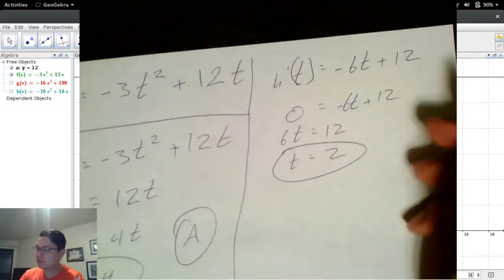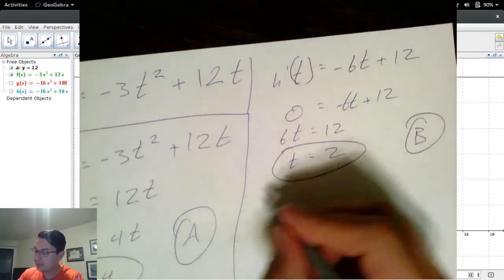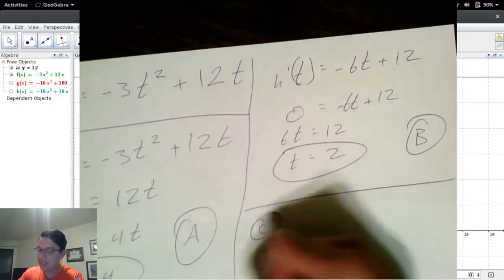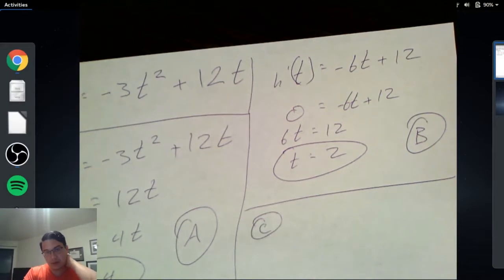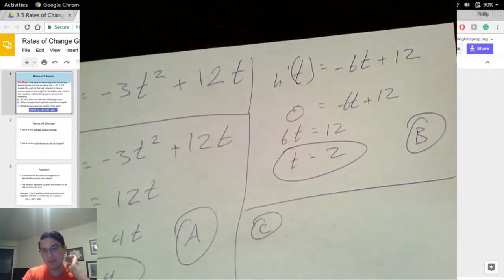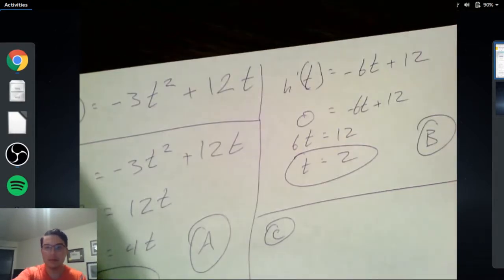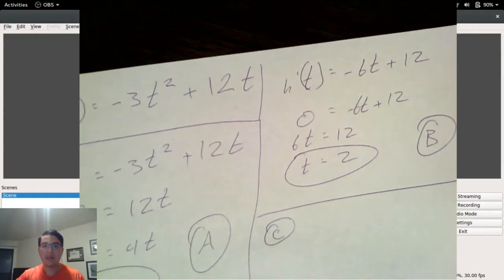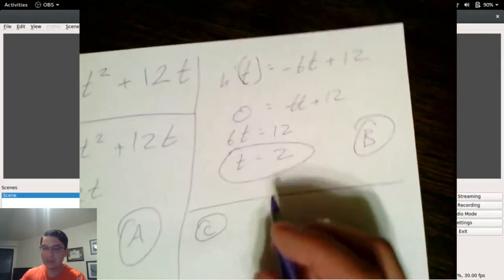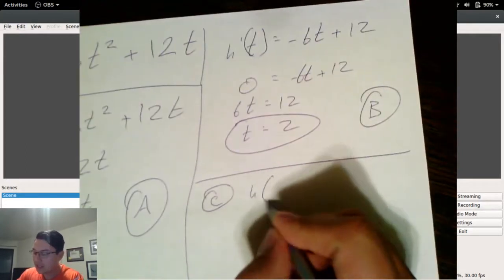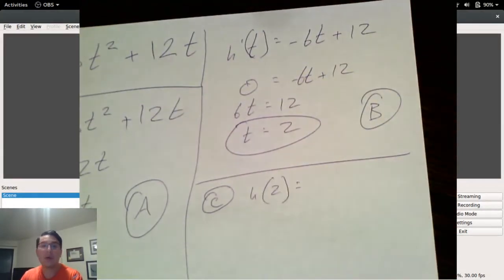So that answers B. All right, and that brings us to our last part here, which is C for our do now. What is the maximum height of the ball? We know that our apex happens at t equals 2, so now this just becomes a question of what is h of 2, and it should be equal to 12 from our graph.